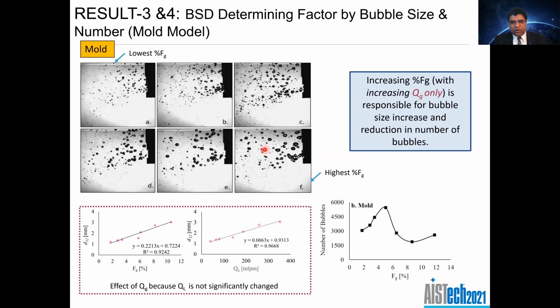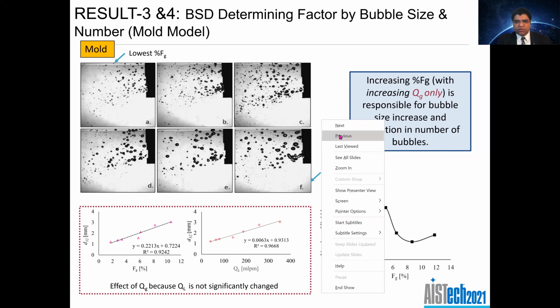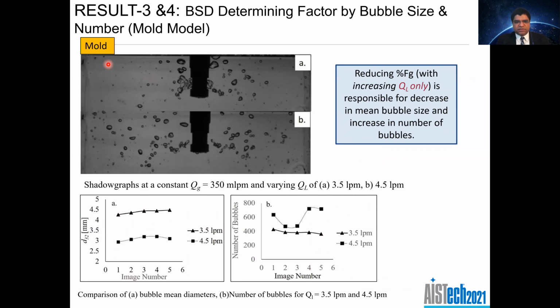To know it further, we changed the liquid velocity, the liquid flow rate, in a new set of experiments. You can see here the results when we took two different liquid flow rates: one is 3.5 LPM and another is 4.5 LPM. At the lower liquid flow rate, the Sauter mean diameter was high, and at the higher flow rate, the Sauter mean diameter, or the mean bubble diameter, was less.